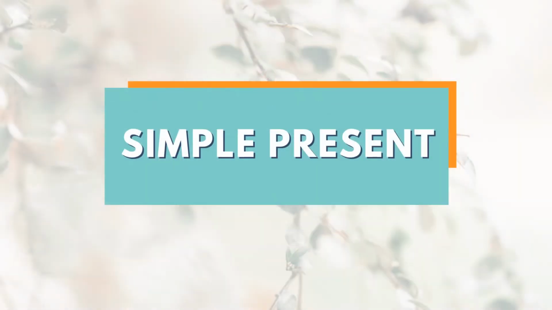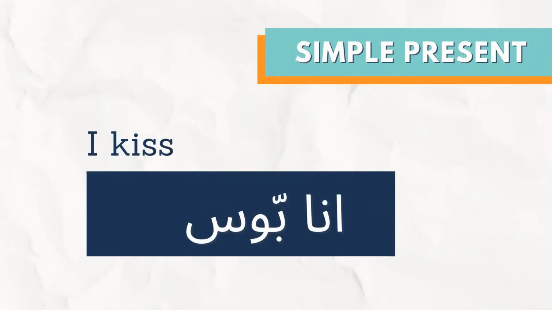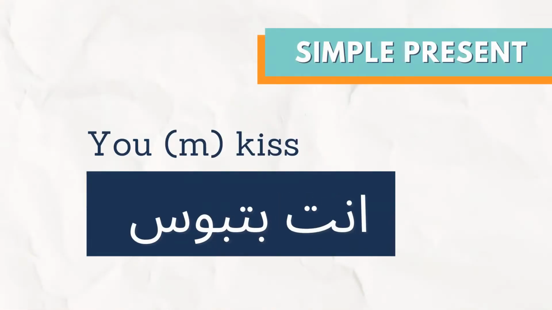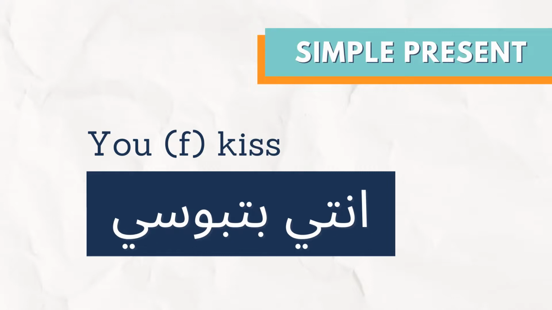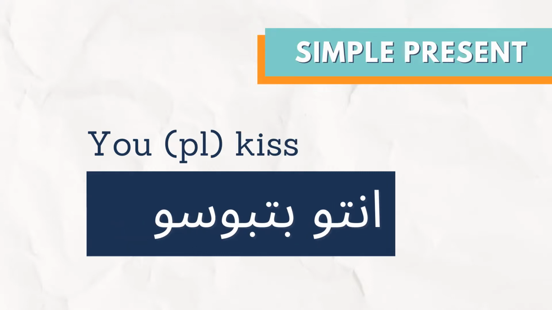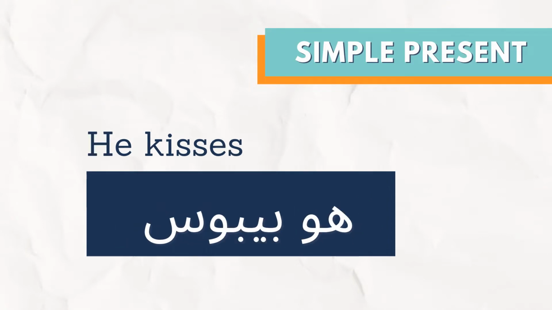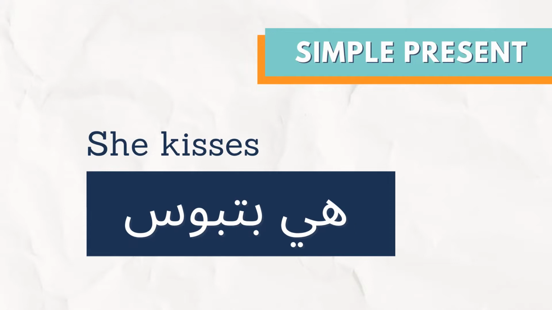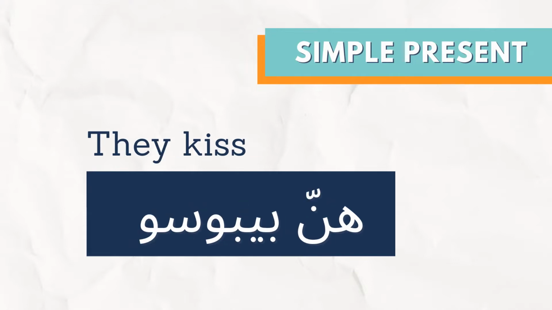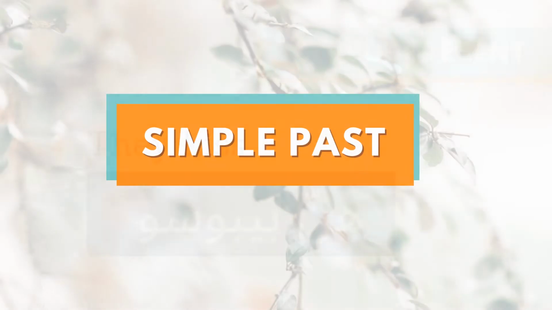How do we conjugate the verb in the simple present? أنا بوس. أنت بتبوس. أنتي بتبوسي. أنتو بتبوسوا. نحنا منبوس. هو ببوس. هي بتبوس. هنن ببوسوا. Let's see how we conjugate the verb in the simple past.